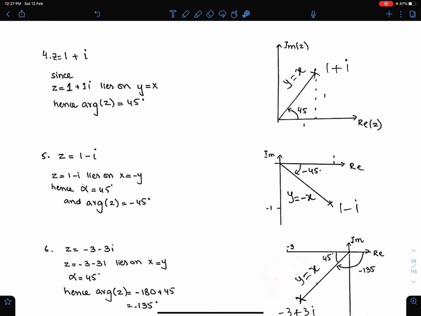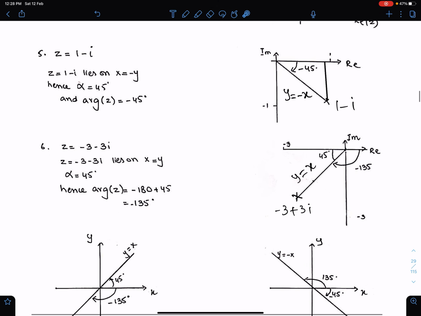1 minus i. 1 minus i means 1 minus 1i. So 1 unit left and 1 unit down. I'm sorry, 1 minus 1i means 1 unit right and 1 unit down. This is here. So the equation of this line is y is equal to minus x, because of the same numerical values of real and imaginary parts. So this angle must be minus 45. So argument of this complex number must be negative 45.